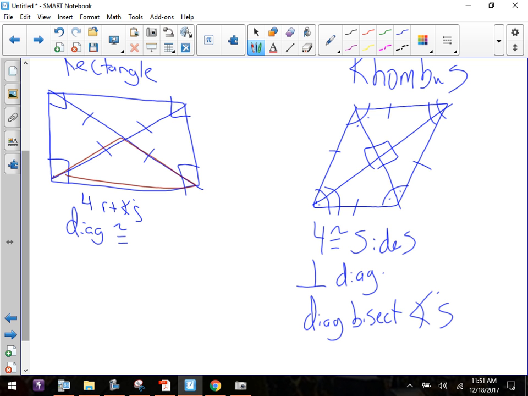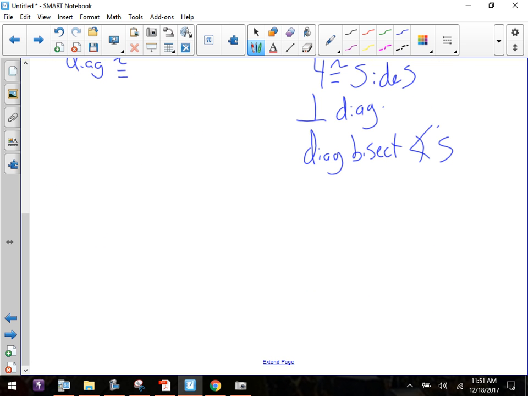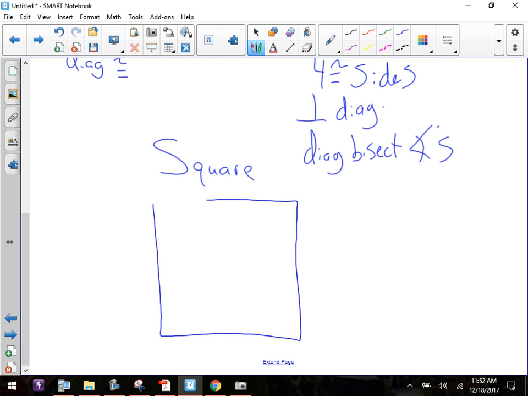And then the last one obviously is the square, which has everything. The square has all the parts of a rectangle and all the parts of a rhombus.